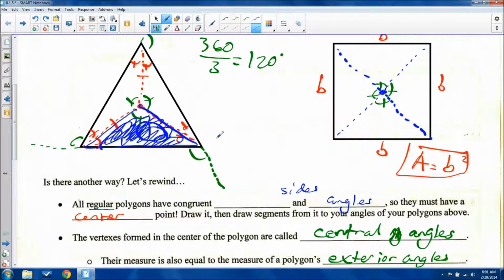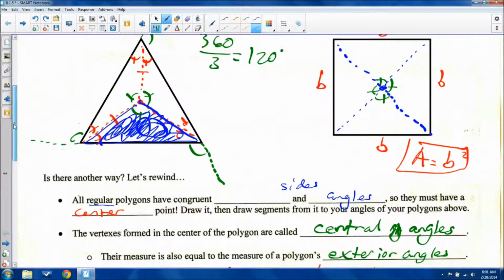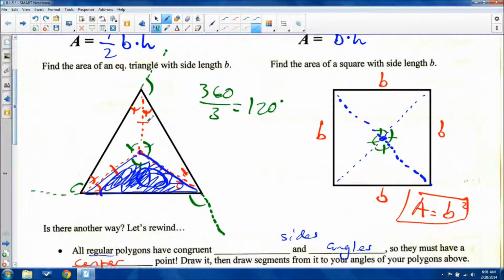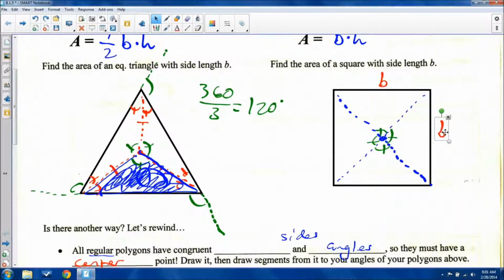So I'm actually going to talk about and prove that over here, but before I do, well, actually, no. I'll do it right now. Let's go ahead and do that. Let's take away some of these right here. First of all, the area of this square is b squared. We already talked about that. So let's prove that using triangles. I want to find the area of a square with side length b. Okay? Finding the area of one triangle first.